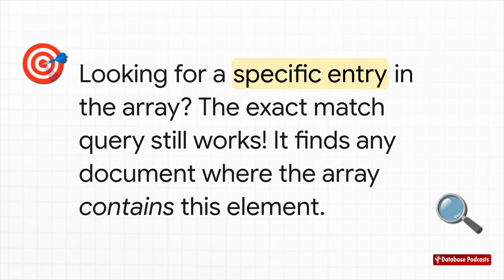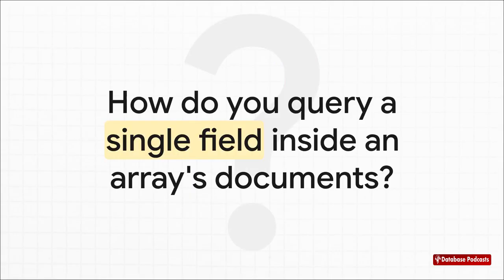So, how do we search inside this list? Well, believe it or not, our first technique, the exact match, still works. If you know the complete exact details of one of those entries, you can just provide that full document in your query. The database will then find any student record where the marks array contains that specific element. But you know what's coming, right? What if you want to find all students who scored less than 400 in any of their classes? You don't know the exact document, you just have a condition for one of its fields. How do you apply that condition across a whole list of nested documents?